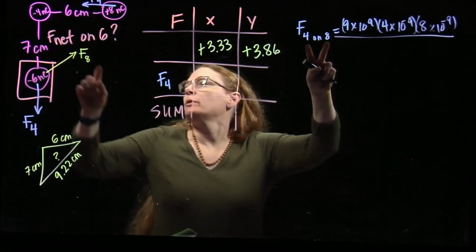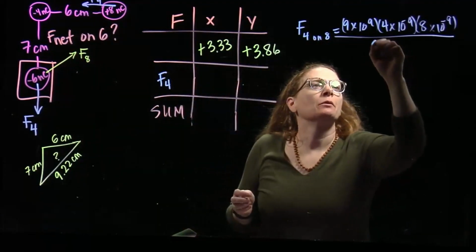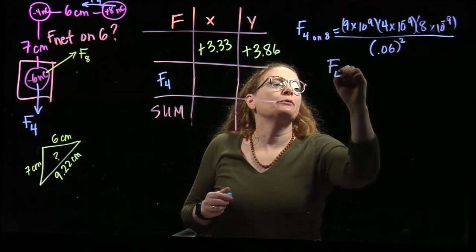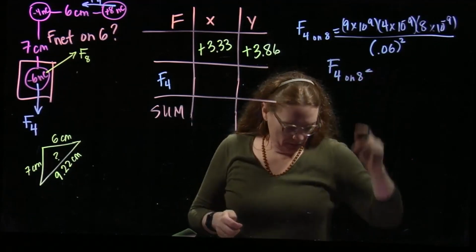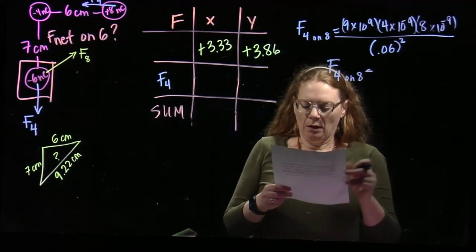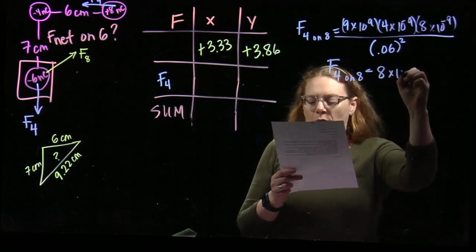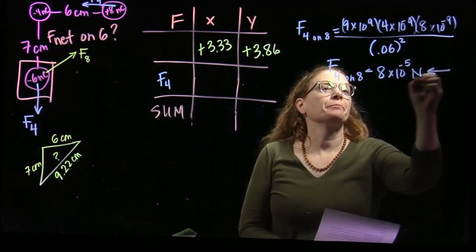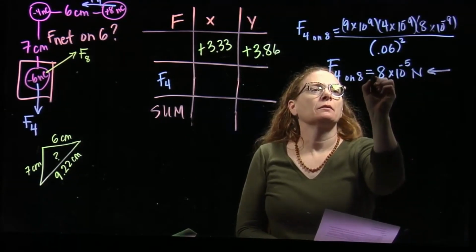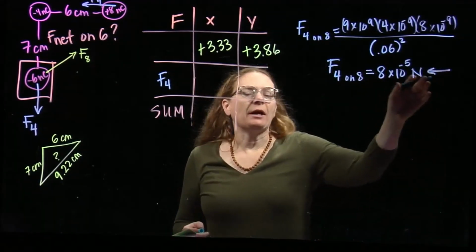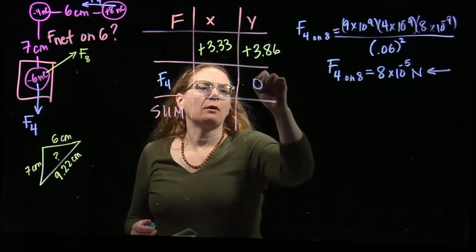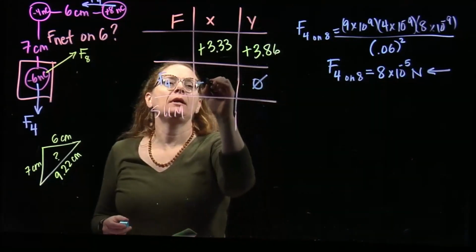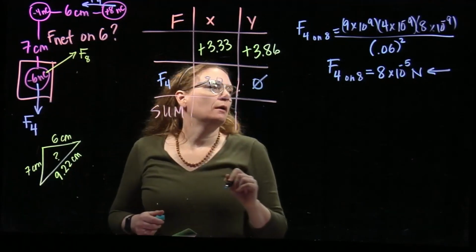What's the distance between the 4 and the 8? 6 centimeters. 0.06 meters squared. The force of the 4 on the 8 is, what do we get for that one? 8 times 10 to the negative 5 newtons. And what direction? That is going to the left. I can dump that directly in here. There's no up-down component, and it's all in the negative x direction. So negative 8.0 times 10 to the minus 5.